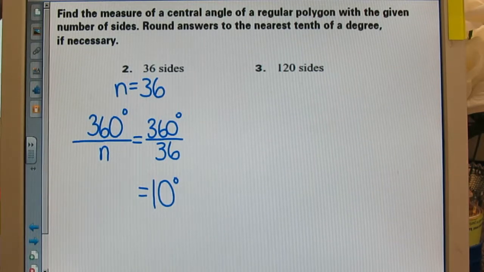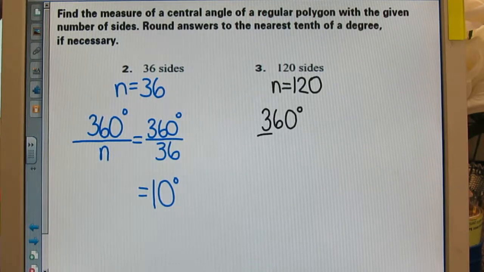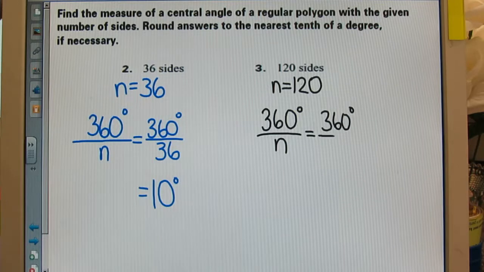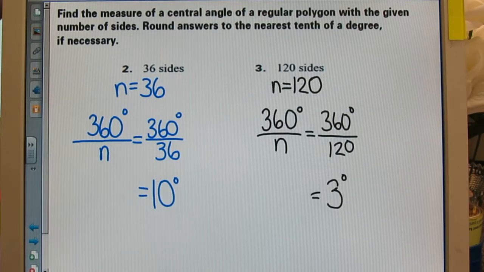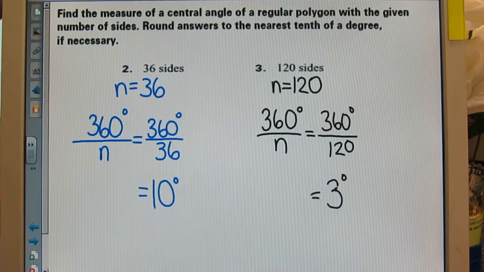In number 3, I'm told that I have a regular polygon with 120 sides. So again, n is just equal to your number of sides, so it's 120. Same formula as before, 360 degrees, divide by n, substitute in my value for n, 360 degrees divided by 120. And again, this divides really nicely, and I'm left with 3 degrees. So again, I did not need to round because I had a whole number answer.